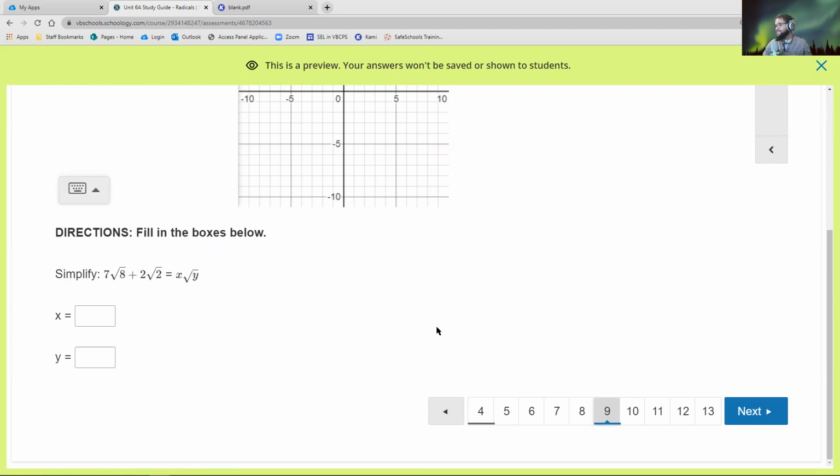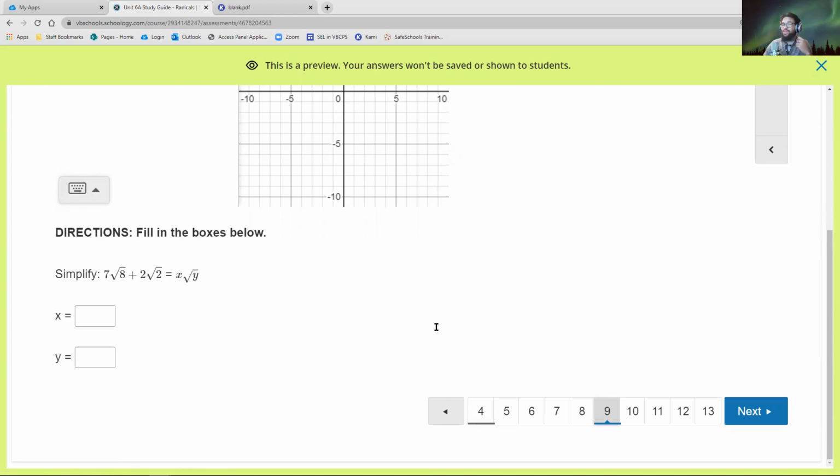So number 9 is the next one. Excuse me. Number 9 says to fill in the boxes below. Those are our directions. And we're going to simplify 7 times the square root of 8 plus 2 times the square root of 2. And then this is like number 2, except we're adding these things and then simplifying.